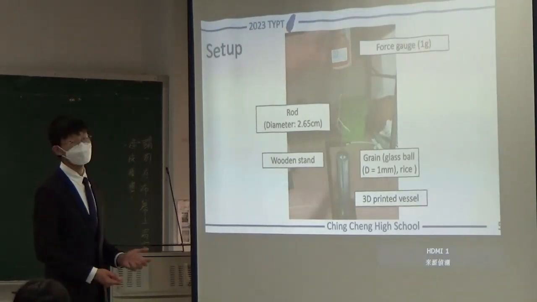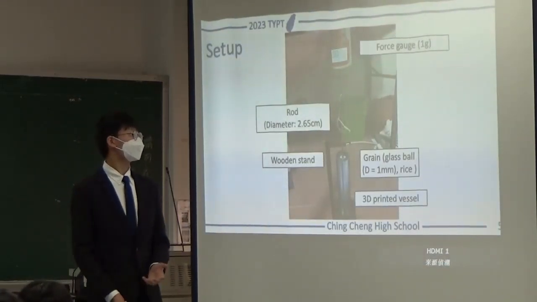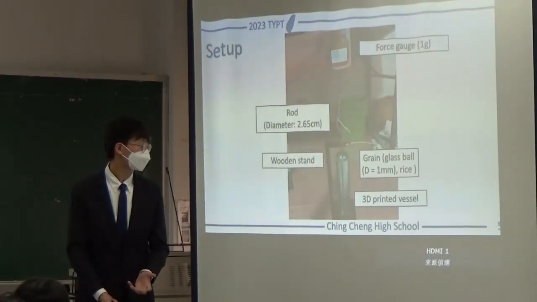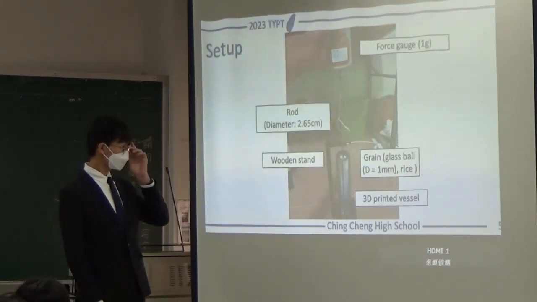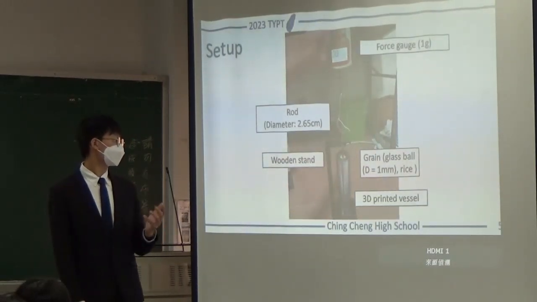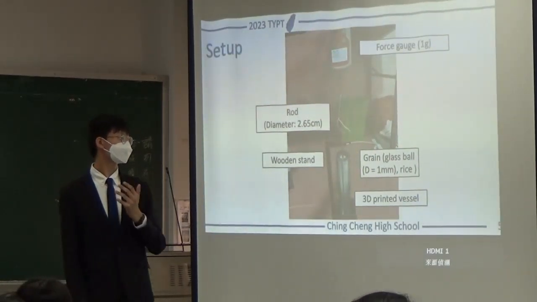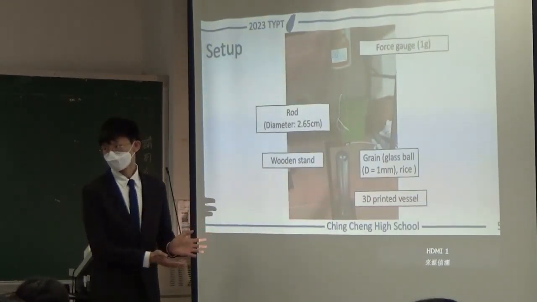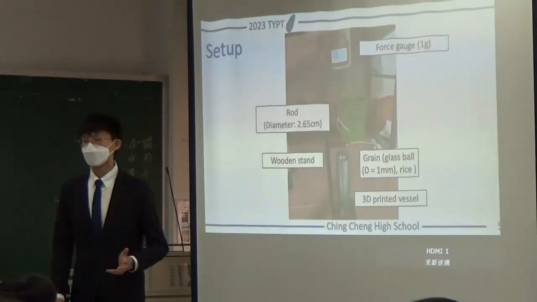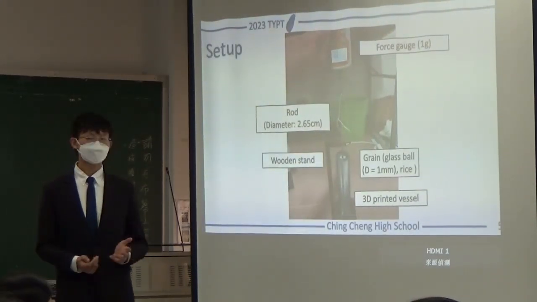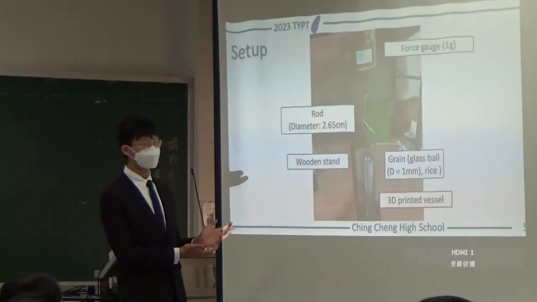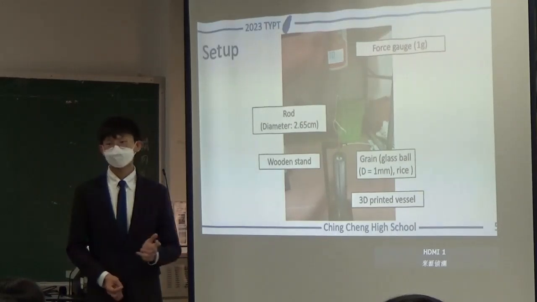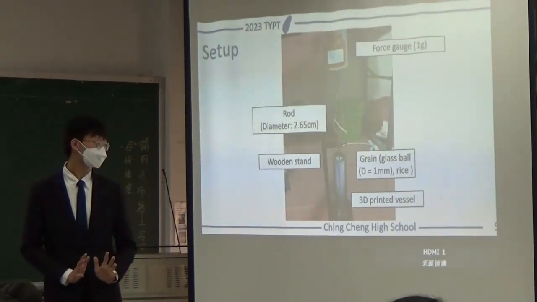And here's our experimental setup. First, we use the force gauge to measure the pulling force, and the rod we use has a diameter of 2.65 centimeters. And the wooden stand. With this wooden stand, we make the experiment more repeatable. And with this stand, we can do this experiment without touching the vessel by hand.